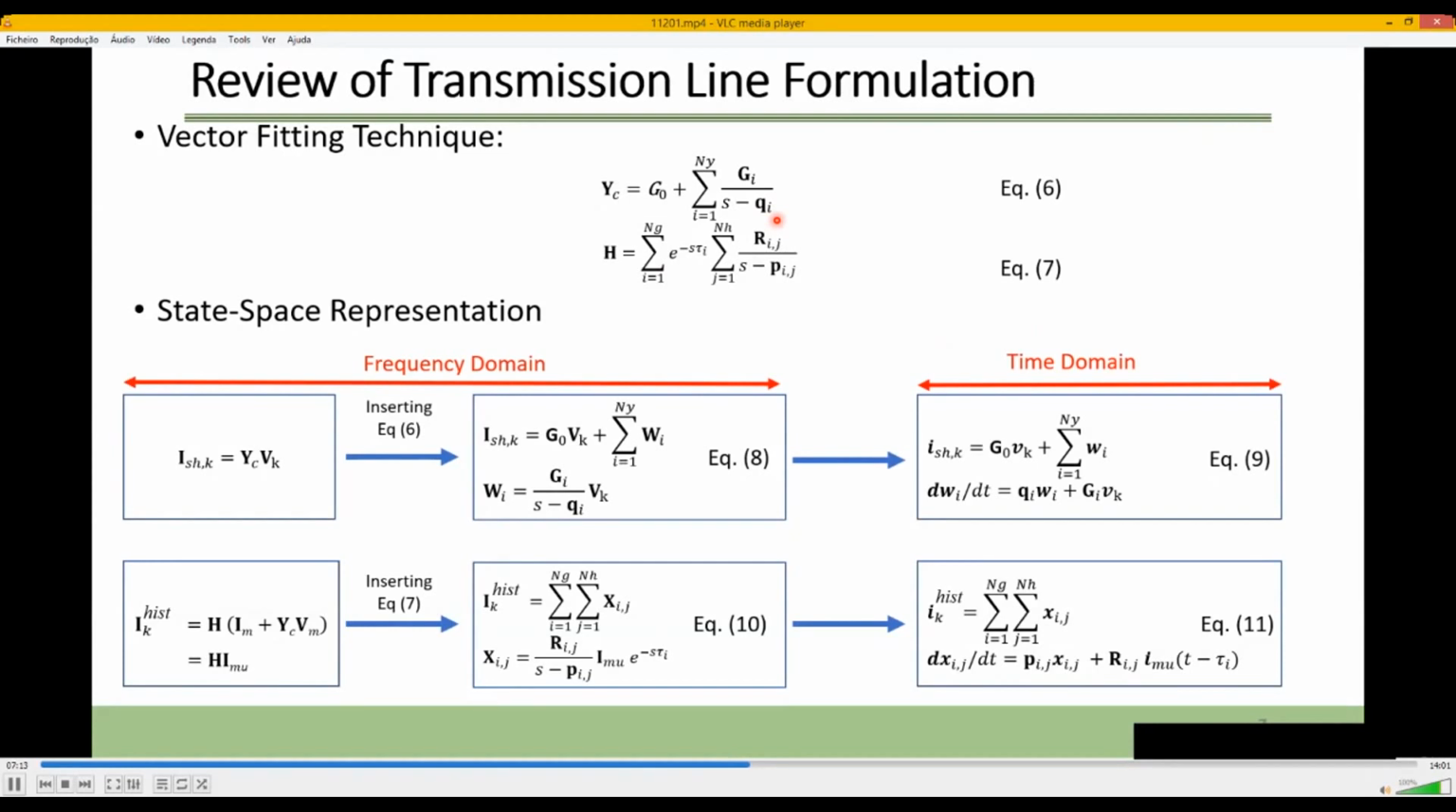Considering terminal K of the line model, equation 8 is rational representation of the product YC-VK, and equation 10 is rational representation of product H times IM plus YC-VM. Now we can calculate the shunt and history current in time domain. Equation 9 and 11 provide the basis for the wideband model and are exactly what we use in our modeling in Modelica. It's super interesting, since in conventional EMT tools we need a large amount of codes for interpolation, integration, and change of variables as well.